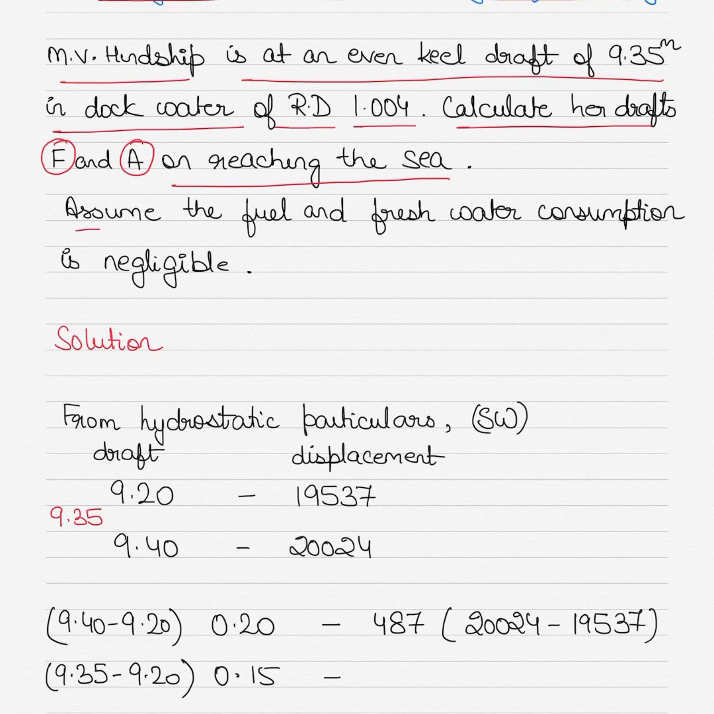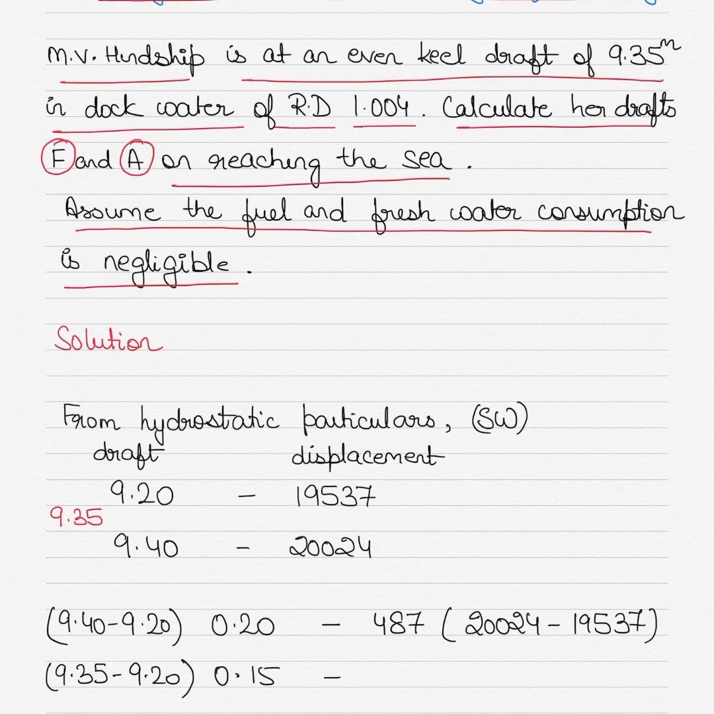You also have to assume that the fuel and freshwater consumption is negligible. Why they consider it negligible is because from the port into the sea it may not take too much time, so the consumption during that time may not be significant enough to contribute to any change of drafts. That's the whole explanation behind it. Alright, so let's get started with the solution.